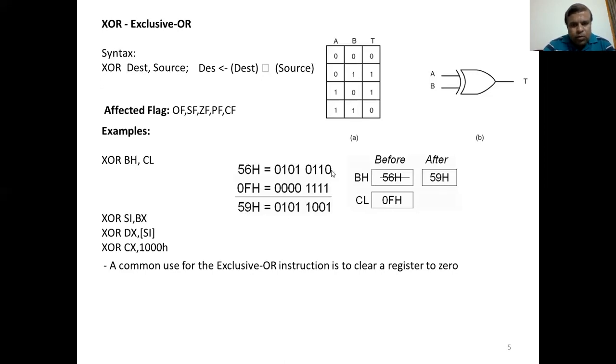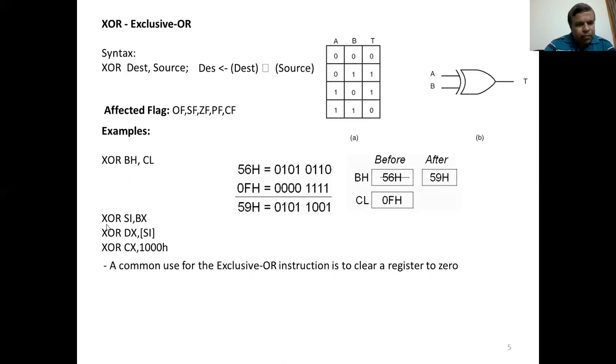How? The result of each bit is 1 if any one of the corresponding bits are different. So 0 XOR 1 is 1, 1 XOR 1 is 0. So 1 XOR 1 is 0, 0 XOR 1 is 1, 1 XOR 0 is 1, 0 XOR 0 is 0, 1 XOR 0 is 1, 0 XOR 0 is 0. So the answer is 59. 0101 is 5 and 1001 is 9. Okay, 59H, which will be stored in the BH register.